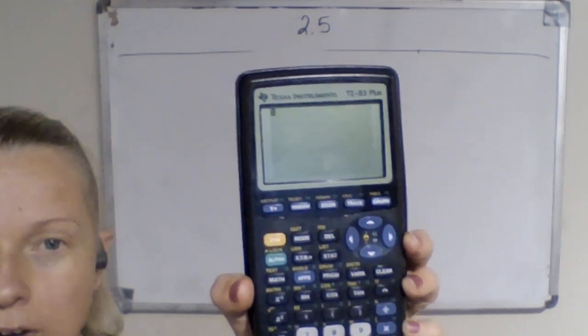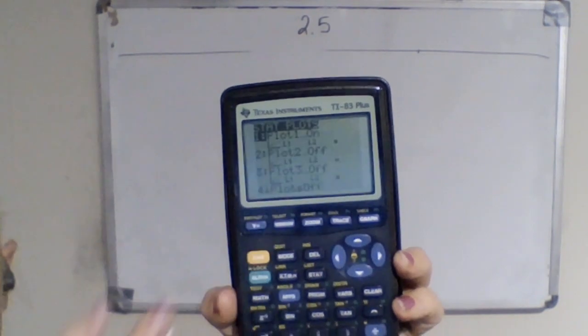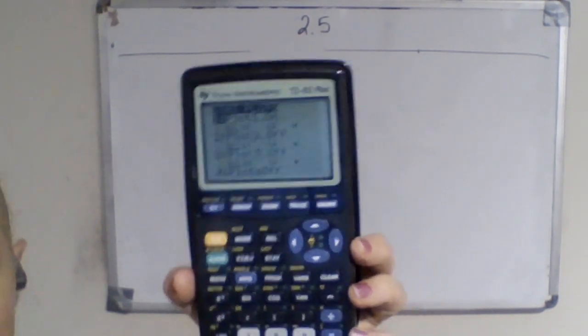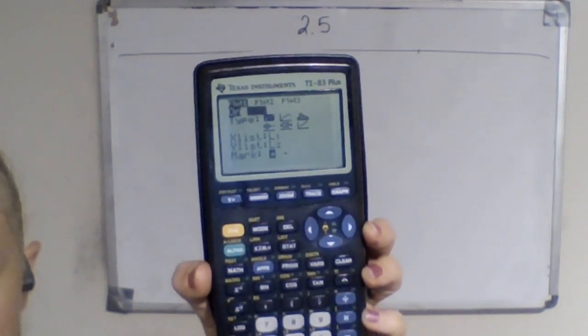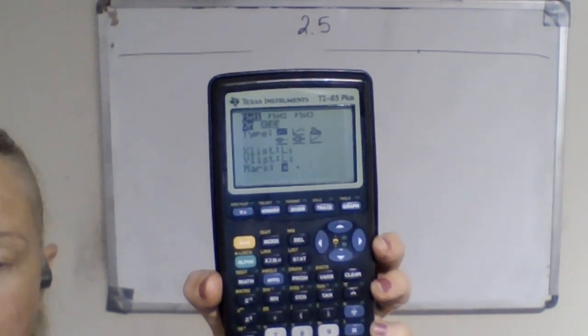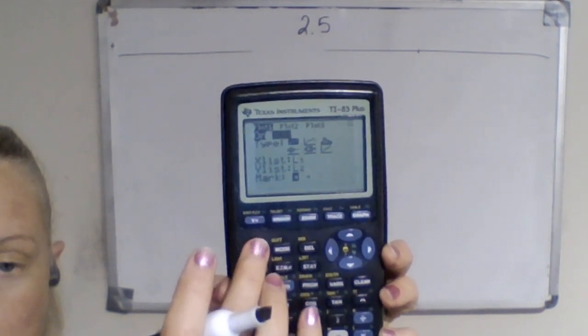To turn it back off, which we're going to have to at some point, we do the same thing. Second, Y. My plot is on, I hit enter. If I want to turn it off, I just move it to off and hit enter, and then it's going to be off. I'm not going to do that right now because I want it on, but that's how we would turn it off. So let's go second, quit.